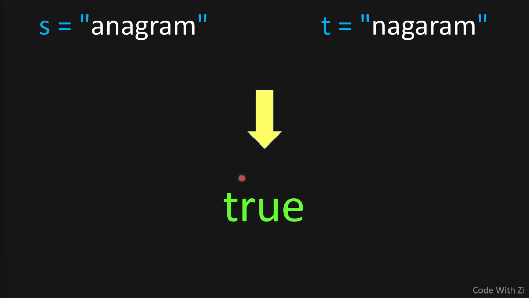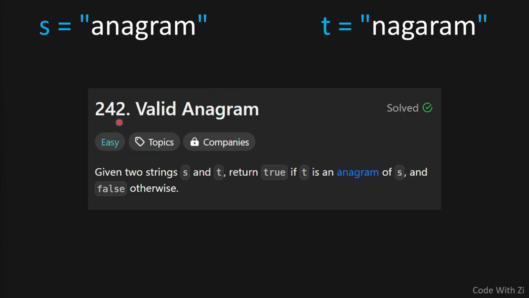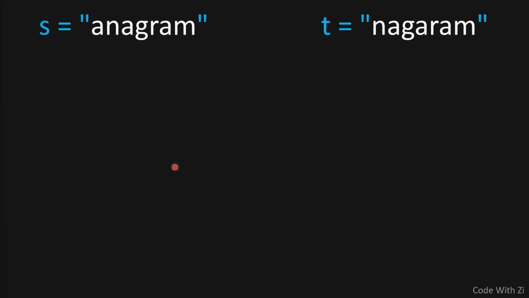And why are we doing this? Well, because that's what LeetCode 242 Valid Anagram is asking us to do. As you can see, it says, given two strings S and T, return true if T is an anagram of S and false otherwise. All right, let's see how we can solve this.